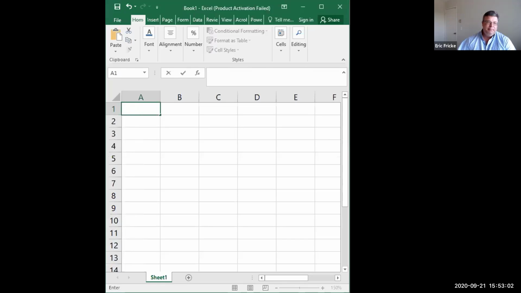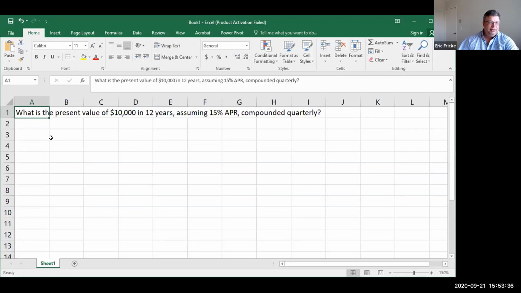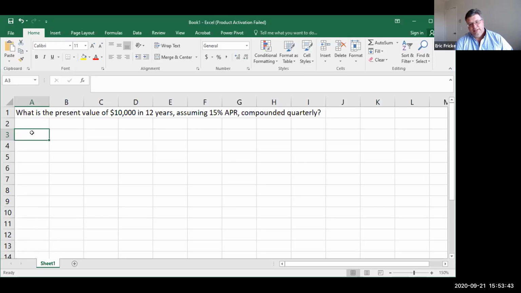I'm going to walk through this example in Excel. And this might be a good way to solve a lot of time value of money problems. If you like doing the math, you can still use Excel, but you can type the formula in here. Okay, there's our problem. And so we can just go through.